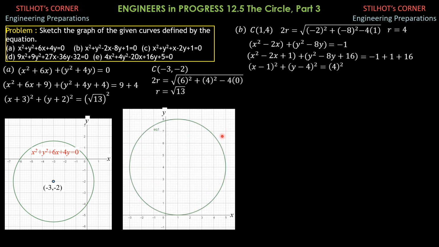So we now plot the center at 1, 4, which is here, and the radius is 4 units. So 1, 2, 3, 4. So that's the graph of the circle.